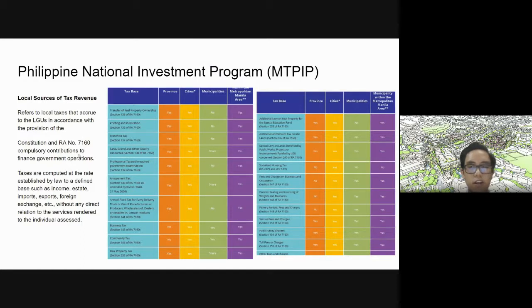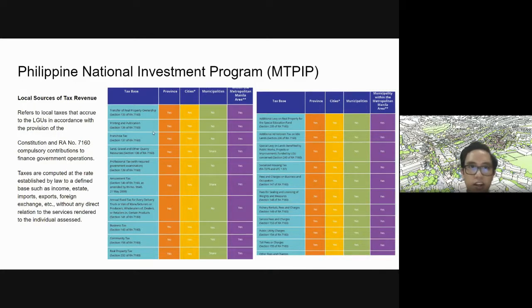So they are legalized by Republic Act number 7160: compulsory contributions to finance government operations. So taxes are computed at the rate established by law to a defined base such as income, estate, imports, exports, foreign exchange, etc., without any direct relation to the services rendered or to the individual assessed. So to make it fair and unbiased.